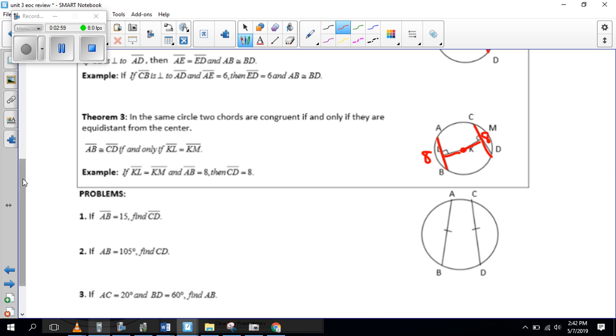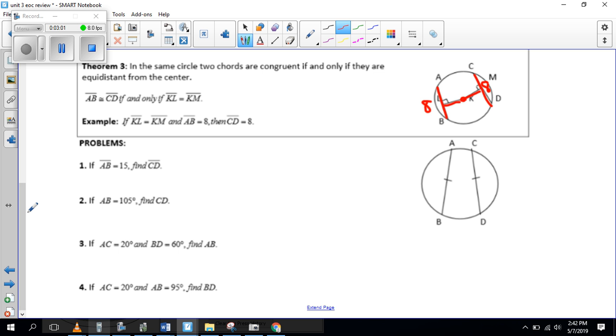Okay? And so basically what they want you to do on these is just use your examples to figure this out. I'll probably go over this a little bit more, so just try them and see how you do. Use the 3 theorems to answer the question.